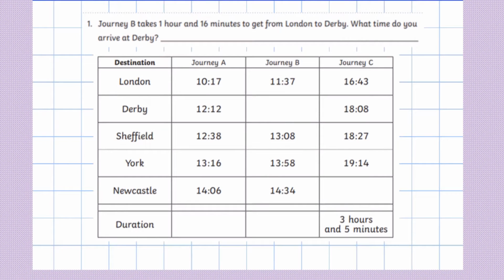Right, okay, so number 1, our journey B takes 1 hour and 16 minutes to get from London to Derby. So here's journey B. We're going from London to Derby. So it's this gap here we're trying to find the answer for. So we're adding 1 hour and 16 minutes onto 11:37. Well, 11 add 1 hour, that would make it 12. And add 16 to our 37, and that would make 53 minutes. So it's 12:53 when it gets in there.